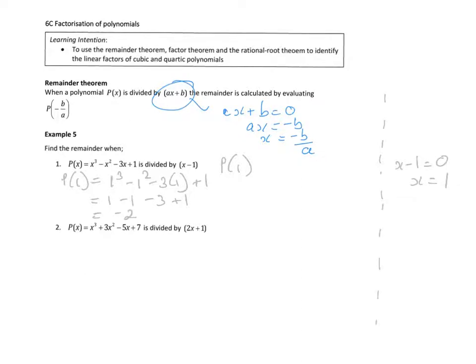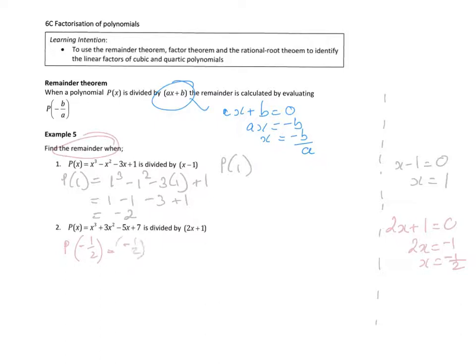So let's look at the next polynomial, which is p of x equal to x cubed plus 3x squared minus 5x plus 7, and this one is divided by 2x plus 1. Again, we are looking for the remainder. So first of all, 2x plus 1 is equal to 0, 2x is equal to minus 1, x is equal to minus a half. So we are looking for, in this case, p of minus a half. So what's that saying? Wherever you've got x, put minus a half.